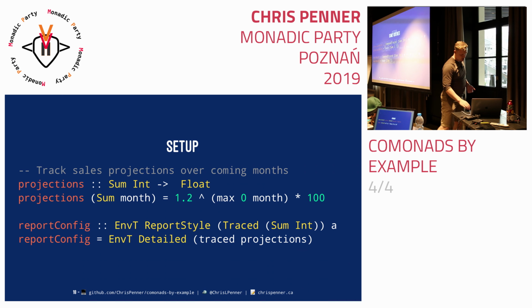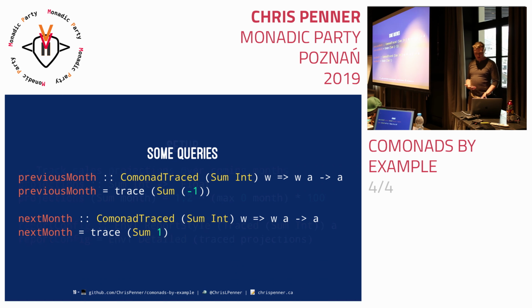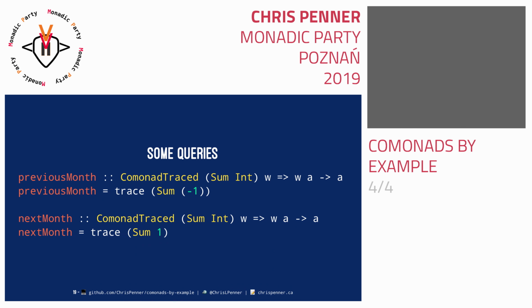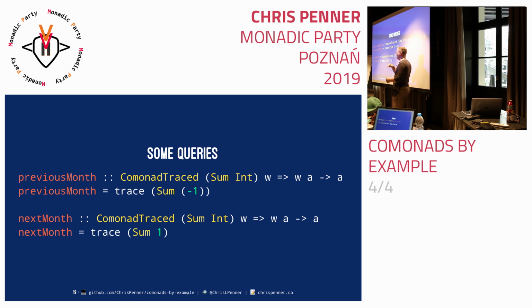All good. Okay, so like I said, we can run some queries over this now. So we make sure we use these constraints rather than any concrete comonad types. If we said traced here, we couldn't use it because we don't have a traced. We have an env over traced. So we keep it generic, and we say, if you give me something that can trace over a sum of ints, then I will get a specific value out of my context.